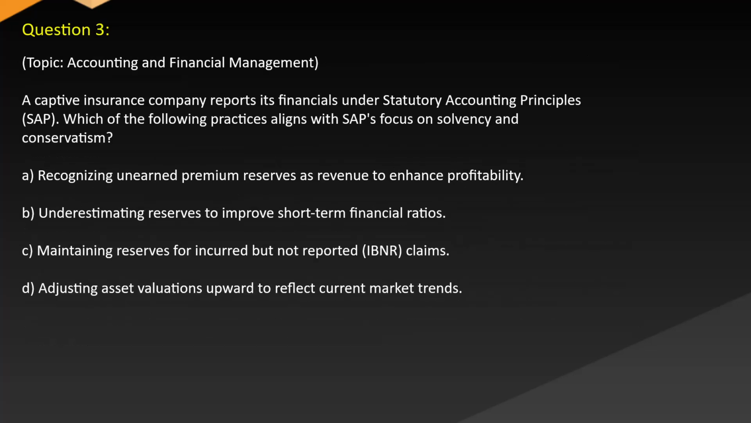Question 3. Topic: Accounting and financial management. A captive insurance company reports its financials under statutory accounting principles, SAP. Which of the following practices aligns with SAP's focus on solvency and conservatism? A. Recognizing unearned premium reserves as revenue to enhance profitability. B. Underestimating reserves to improve short-term financial ratios. C. Maintaining reserves for incurred but not reported (IBNR) claims. D. Adjusting asset valuations upward to reflect current market trends.